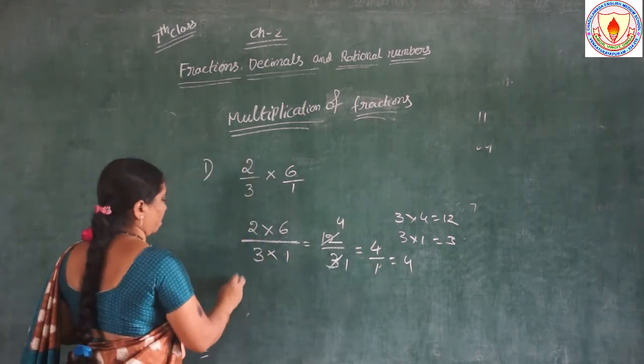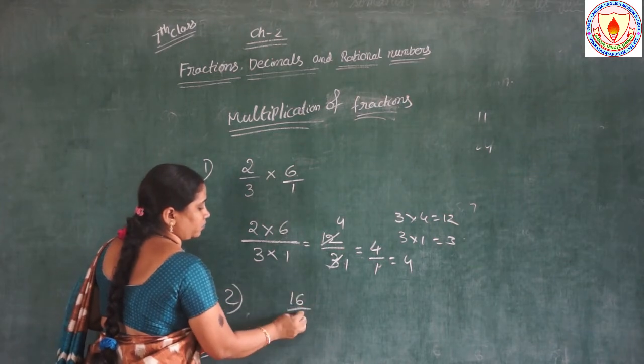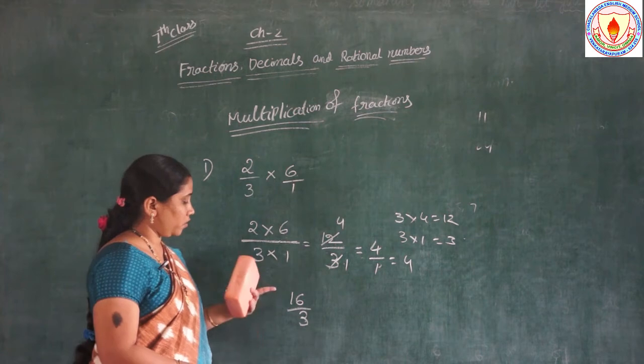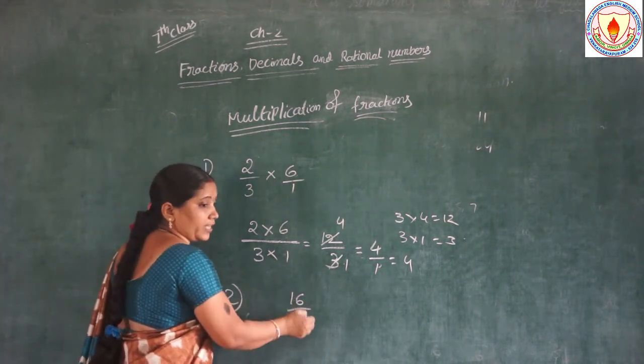Suppose they give 16 by 3. Someone is saying, madam, can we cancel with the 4 table here?